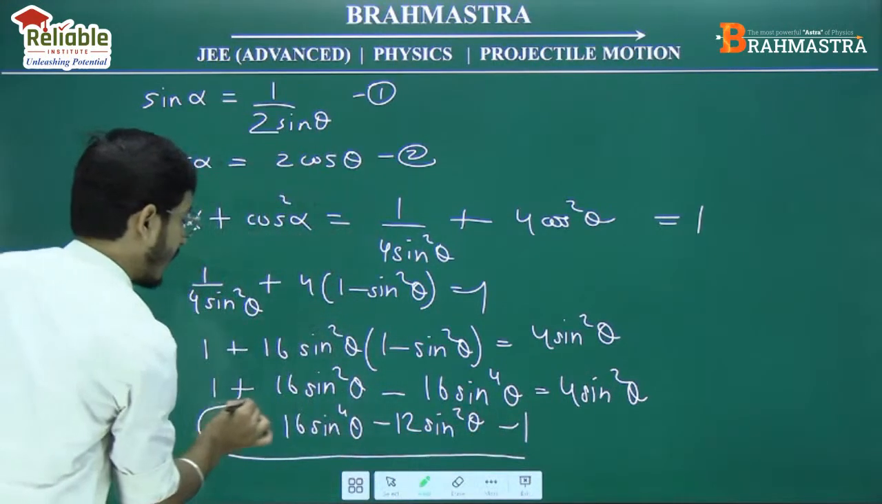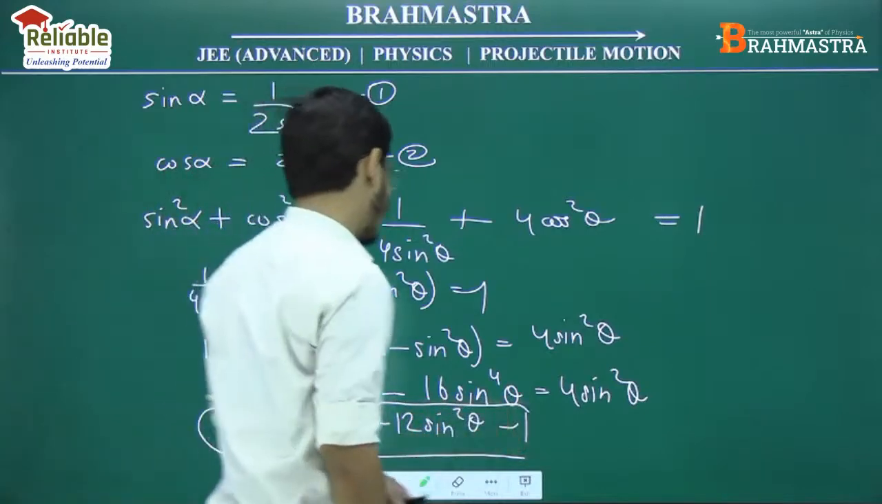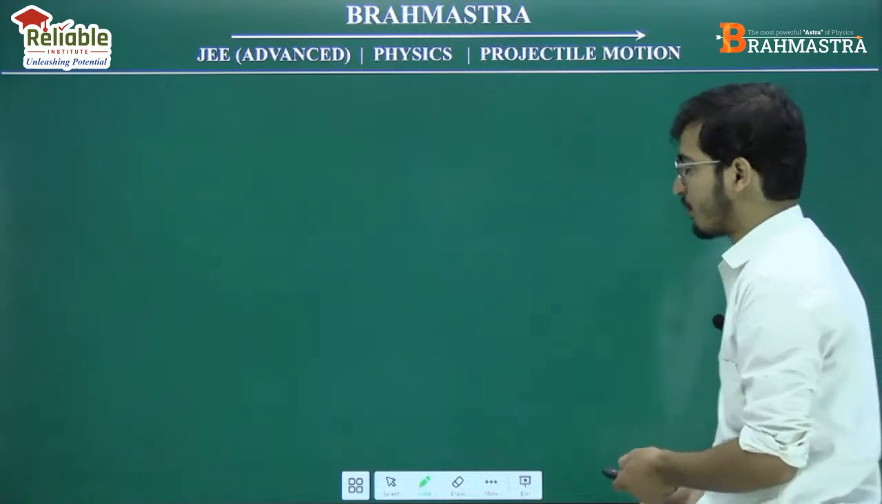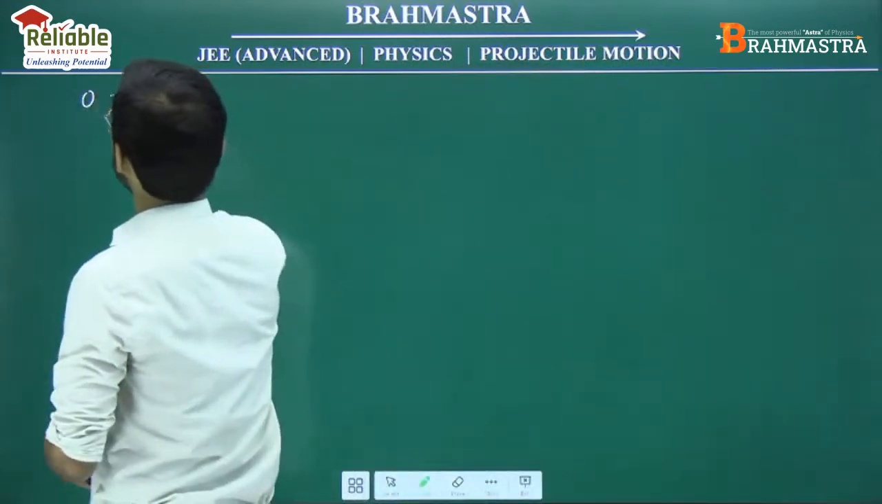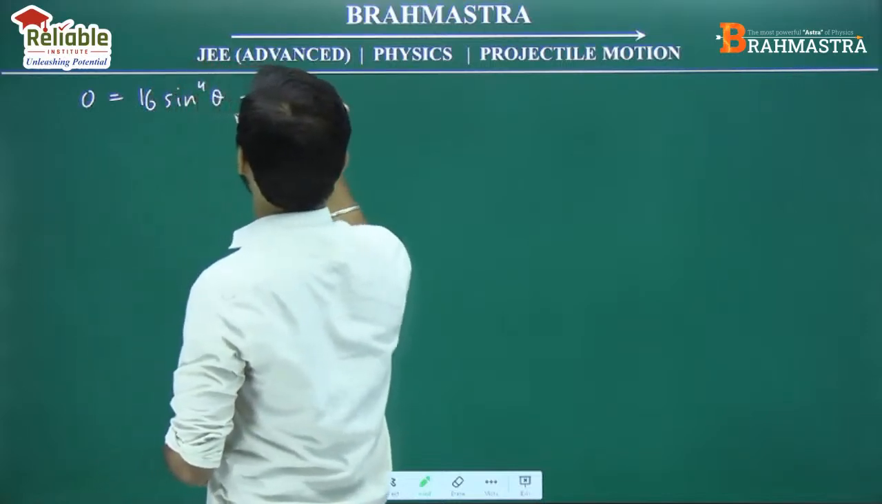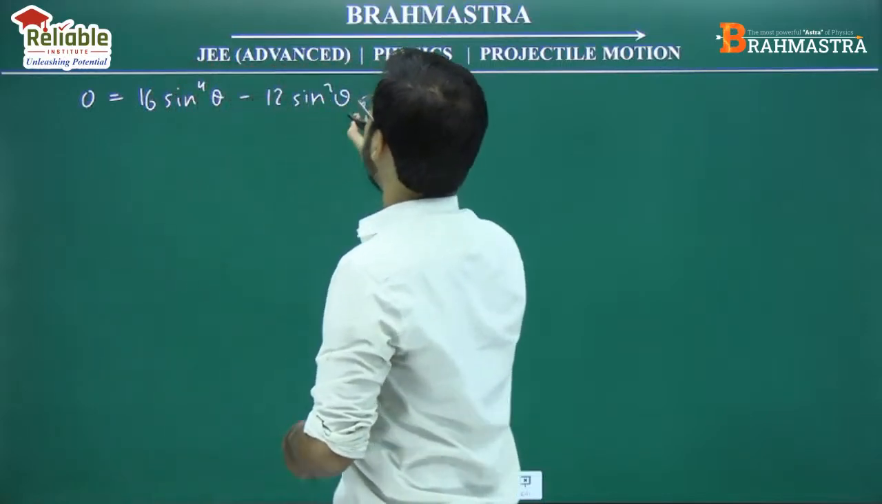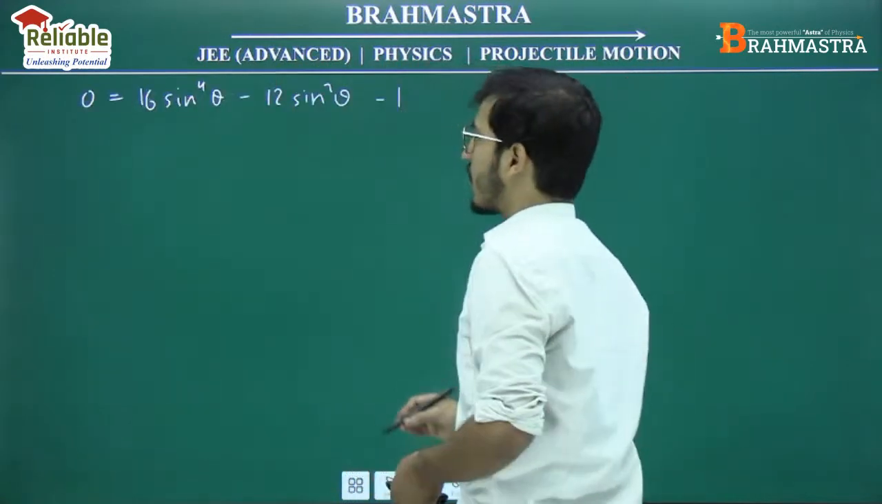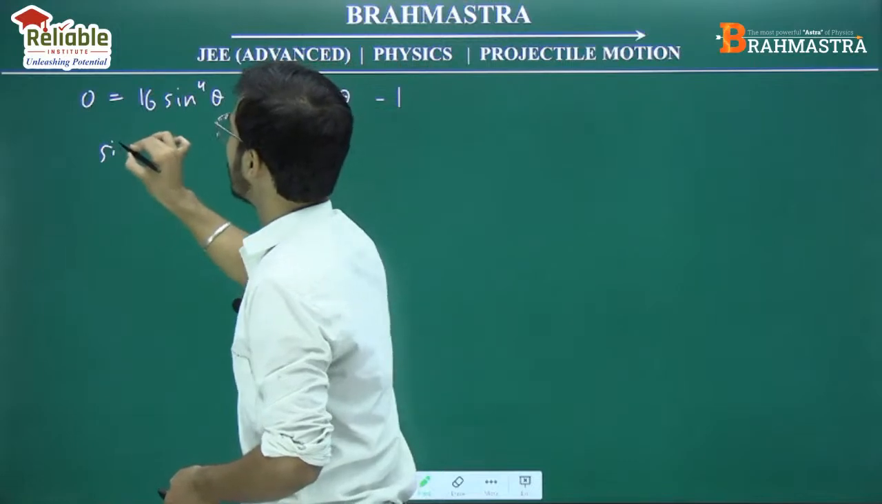So this is the final equation in sin square theta. Okay, so now you have to calculate this: 0 is equal to 16 sin 4 theta minus 12 sin square theta, and I think there was a minus 1 in it. Yes, there is a minus 1. So let us calculate this, children.